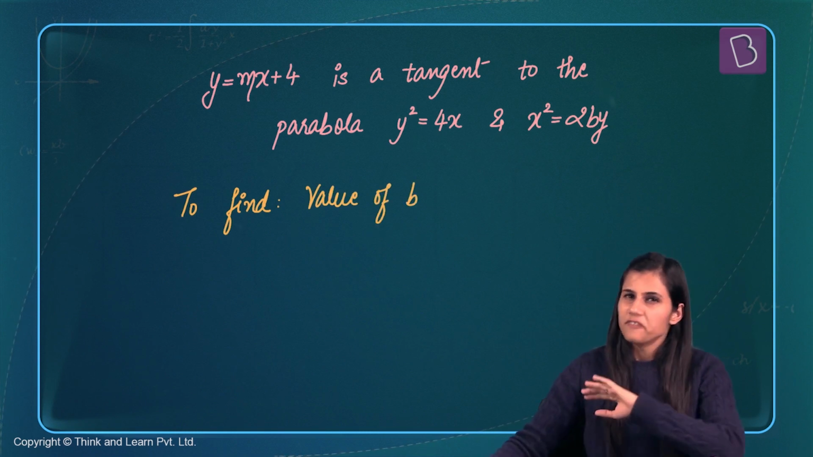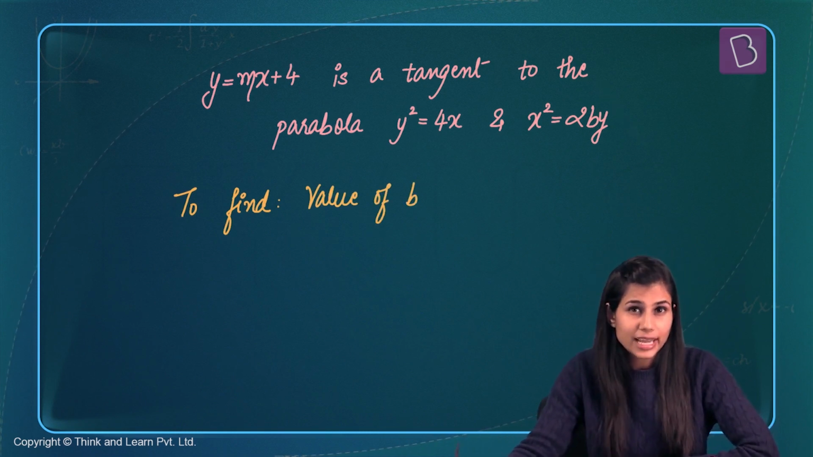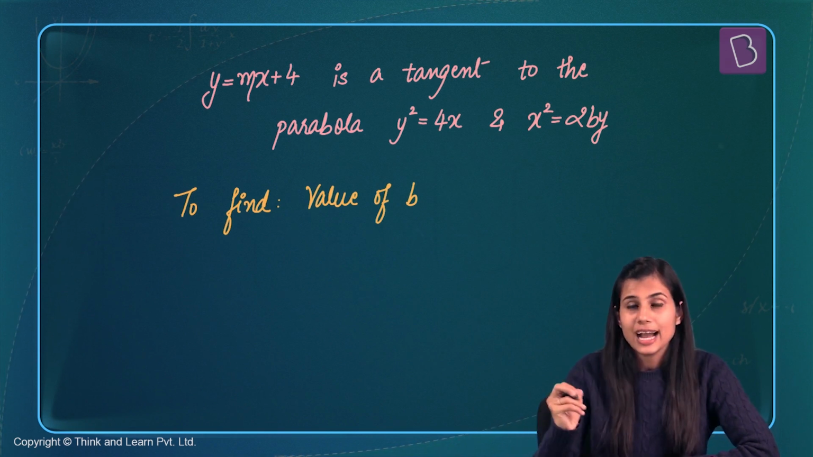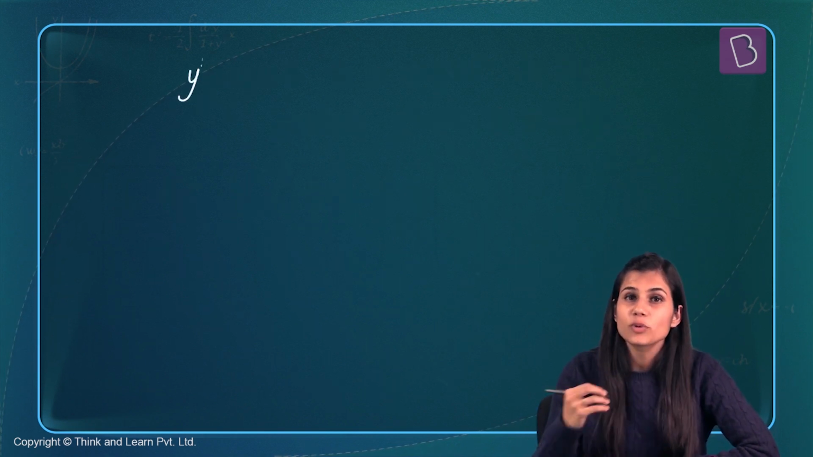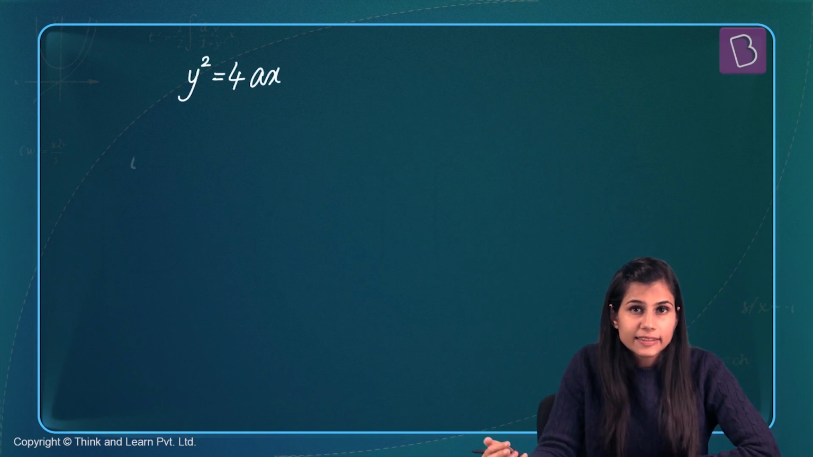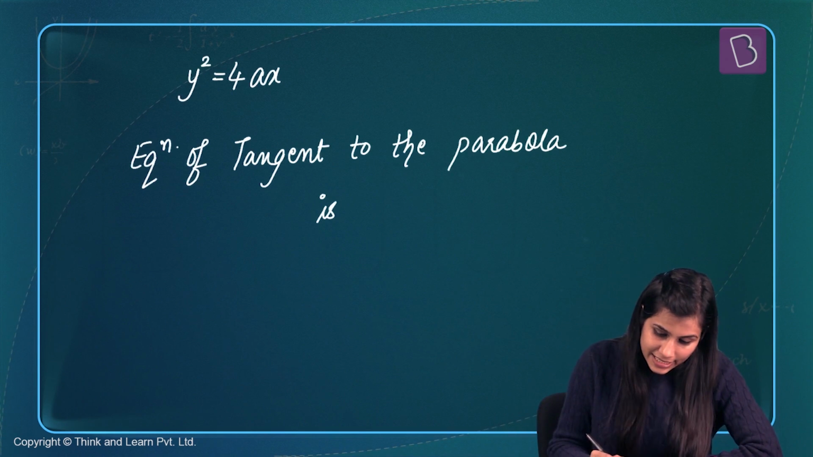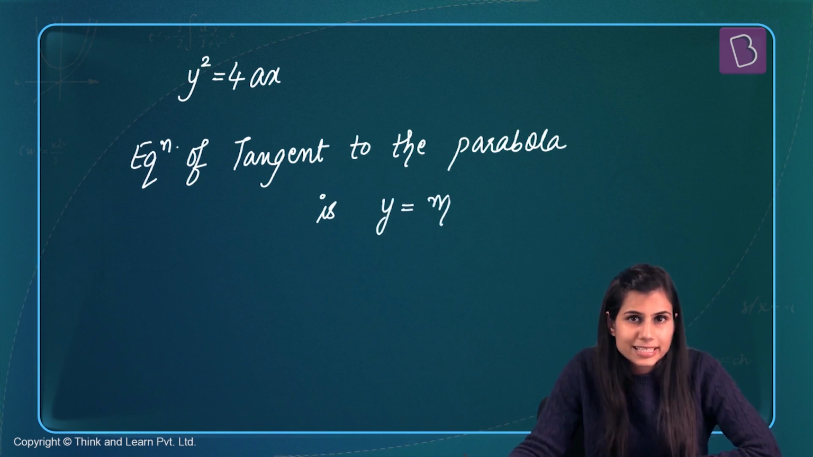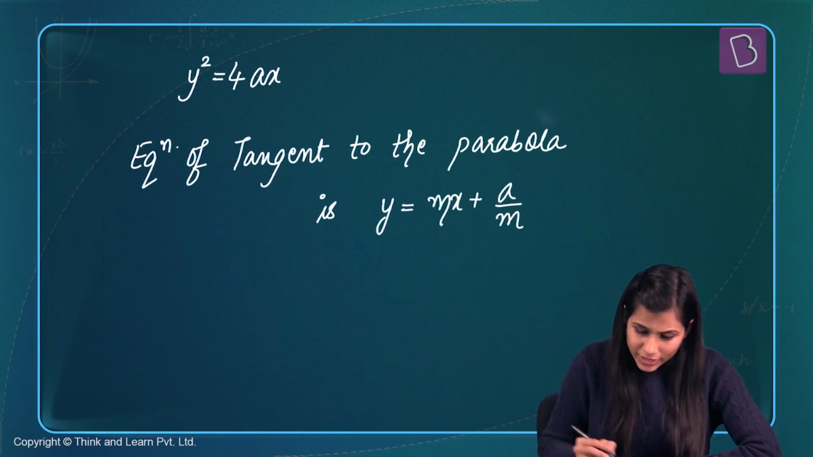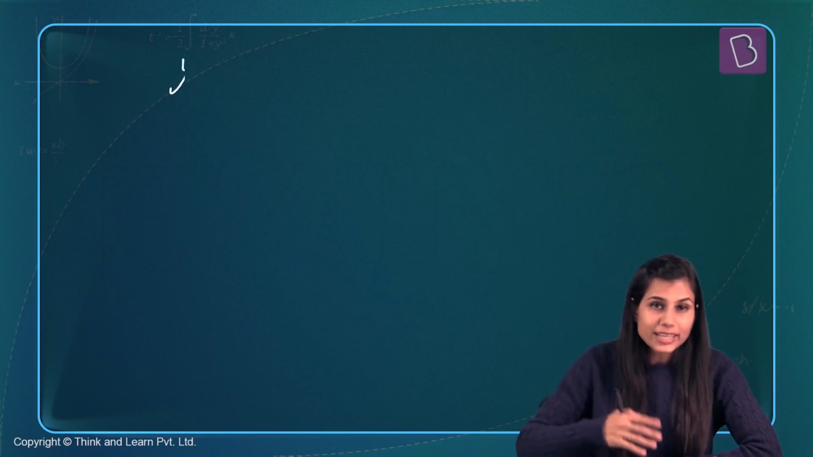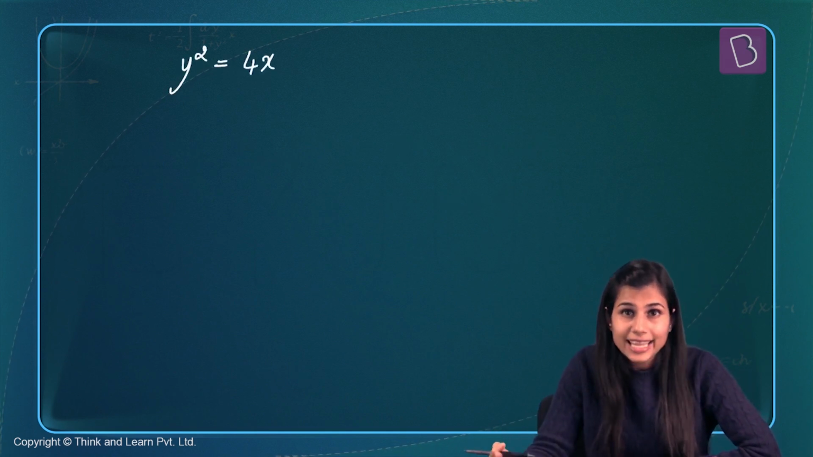Now, first of all, it's a very straightforward, direct approach that if I have the parabola of the form y square equals 4ax, then the equation of the tangent to such a parabola of slope m is given by y equals mx plus a by m. So in here we have the equation of the parabola as y square equals 4x, that means your a is 1.